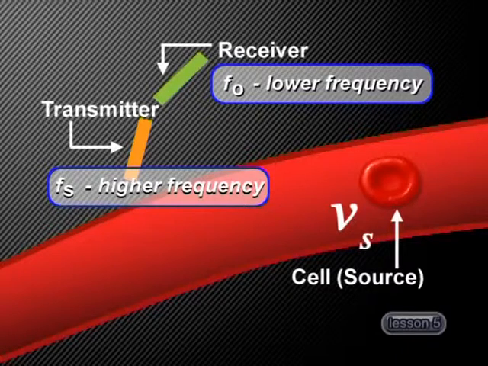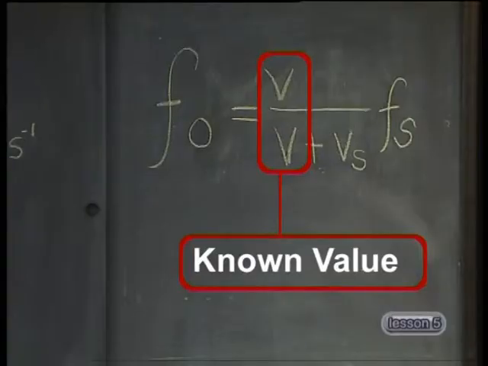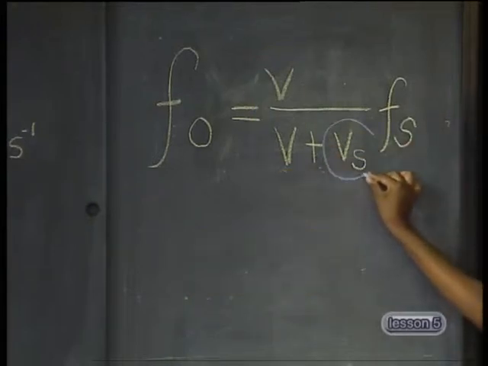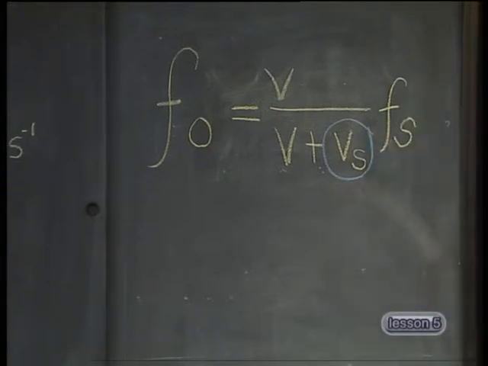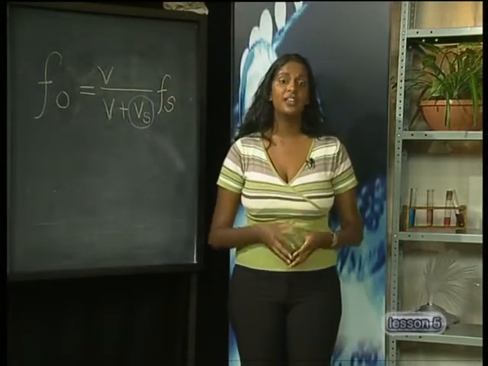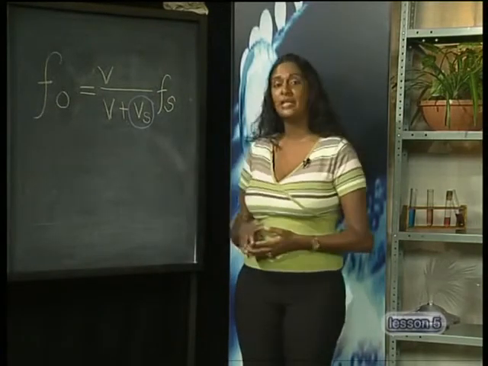The receiver used to pick up the reflected ultrasound can be tuned in to the lower frequency very accurately and can measure it. So using this ultrasound apparatus, we know both frequencies, FO and FS. The speed of the ultrasound in blood is also known. This means that the only unknown value in the equation is Vs, the speed of the blood cell. By substituting in our known values, we can easily find the speed.